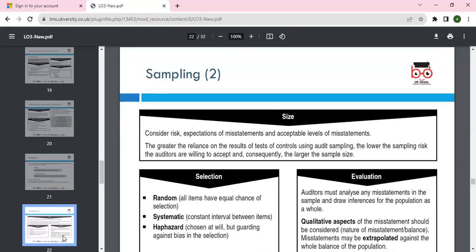Okay, consider the risk, expectation, misstatements, and acceptable level of misstatement. The greater the reliance on the result of test of controls using audit sampling, the lower the sampling risk auditors are willing to accept, and consequently the larger the sample size, the lower the risk. Okay, selection can be random, systematic, or haphazard, but guarding against bias of the selection, that's the method which we can use.